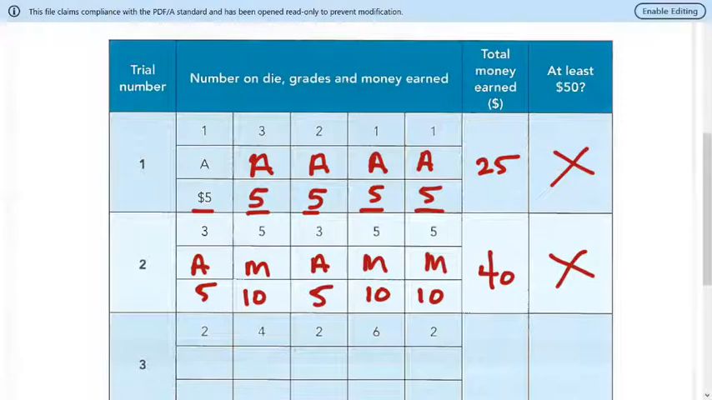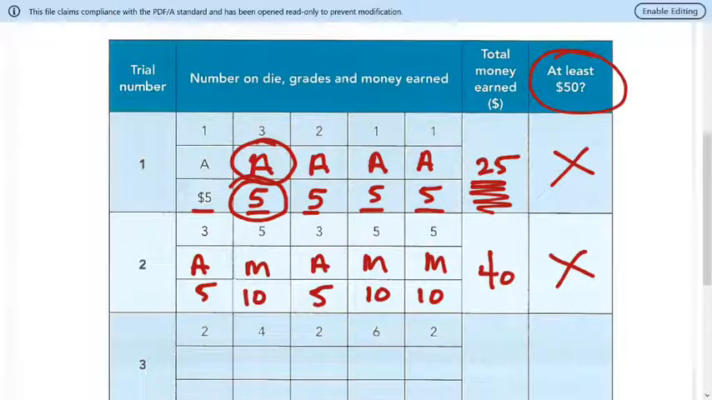So all we did was assign the correct grade, its correct monetary value, add up all the money at the end, and then find out, was that at least $50? Because our goal is to get $50, right? Okay? And you're just going to continue that down. Again, if you were doing this, you would do 30 trials. They probably didn't do 30 in the book. But if you were doing it, you would do 30 trials. Let's see how many they did.